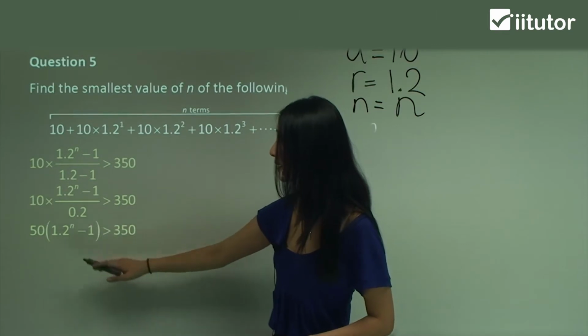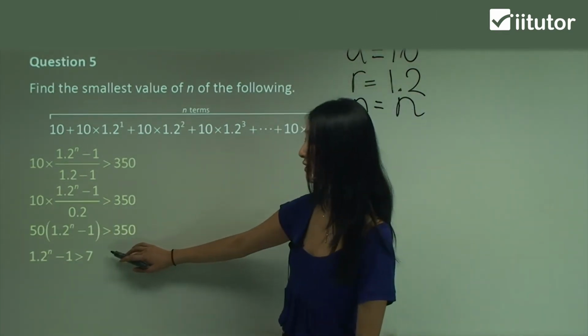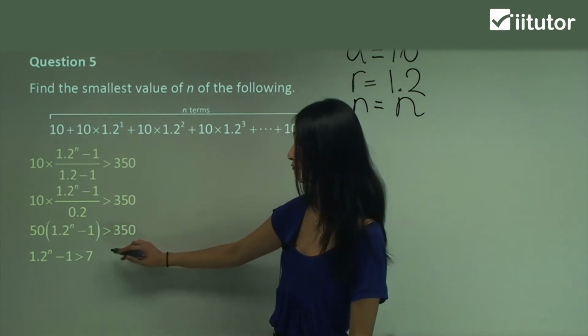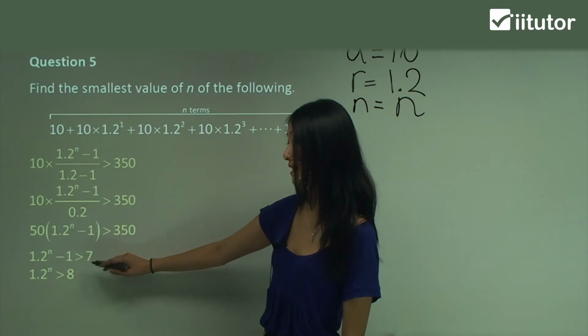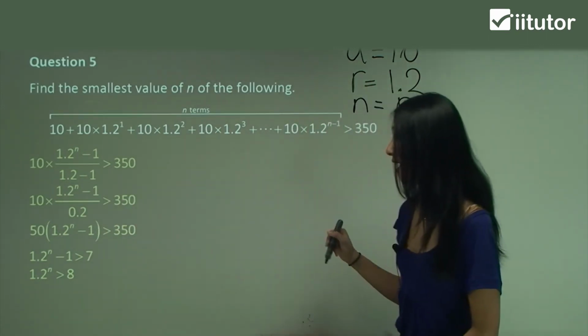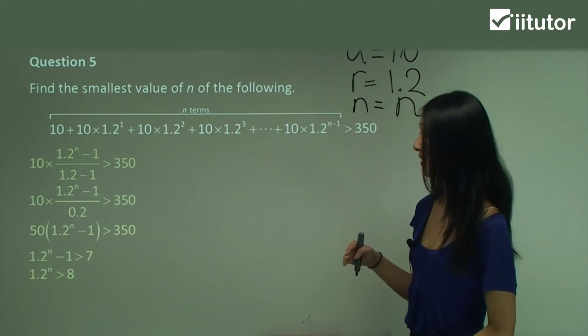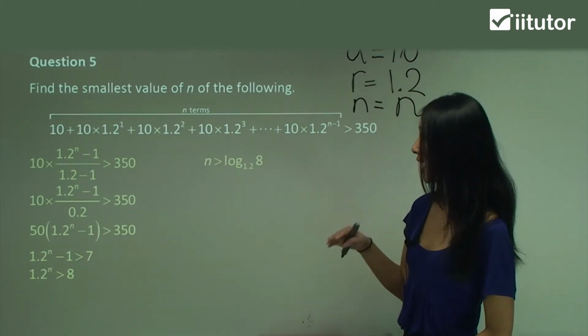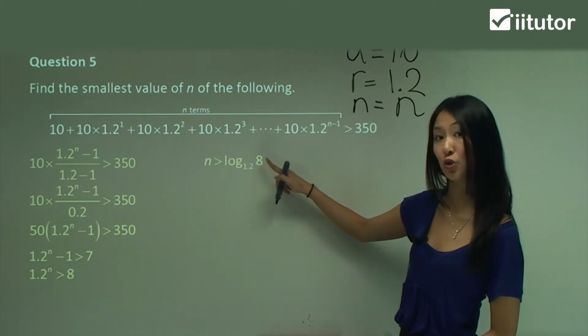And now what we can do is divide both sides by 50. So we have 1.2 to the power of n minus 1 is greater than 7. So 1.2 to the power of n is greater than 8. Now what we need to do is use our logarithm to work that out. Now we've changed it to n is greater than log base 1.2 of 8.